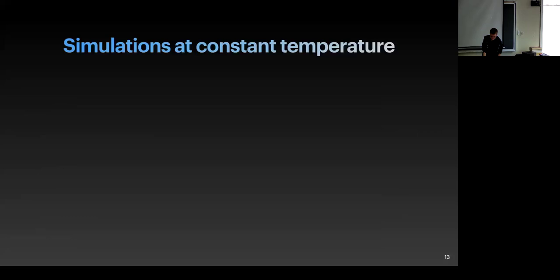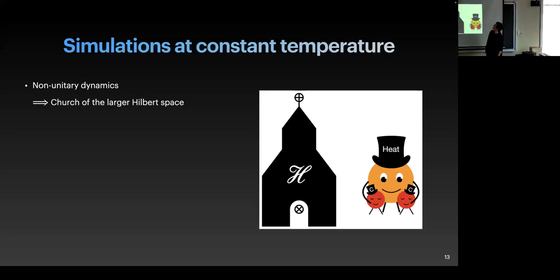Okay, let's skip this. Again, we also said we're showing how to do simulations at constant temperature. I don't think I have time to actually go through that. Maybe just briefly, the problem with the constant temperature dynamics is that the dynamics are not unitary. So it's not directly clear how to simulate that on a quantum computer. But again, we can just invoke the treasure of a larger Hilbert space, which will come to our rescue.